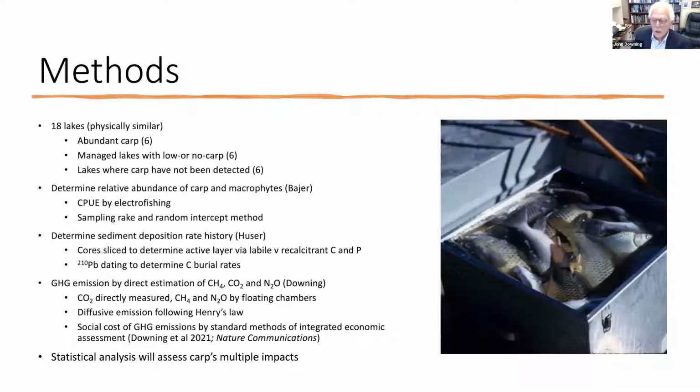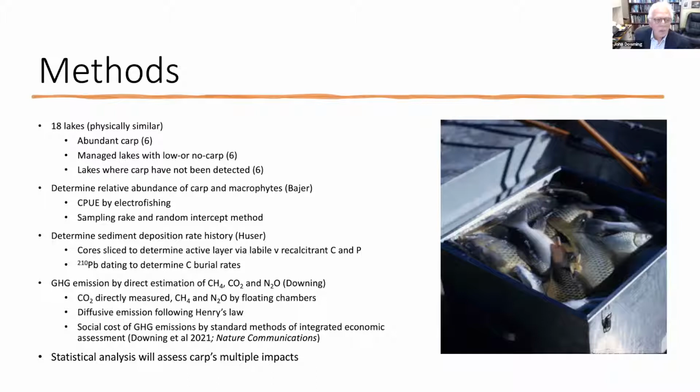The methods I'll skim through pretty fast. We'll be sampling 18 lakes that are physically similar. We are going to sample 6 that have abundant carp, 6 that are managed lakes with low or no carp, since it's pretty hard to get all carp out of systems, and 6 lakes where carp have not been detected. So 6 different treatment areas of lakes that are physically similar.